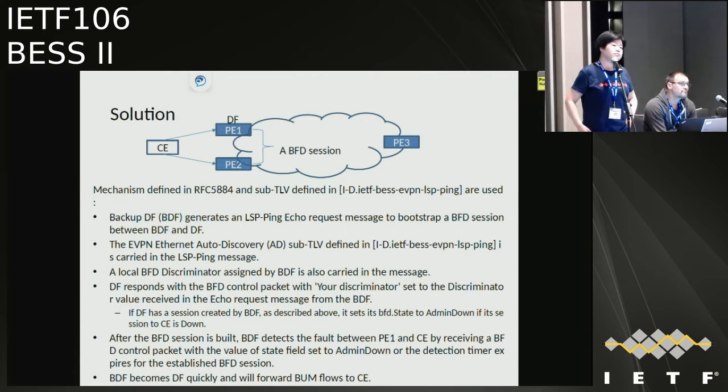A couple of comments on the multi-hop IP. Himanshu Shah, from Ciena.